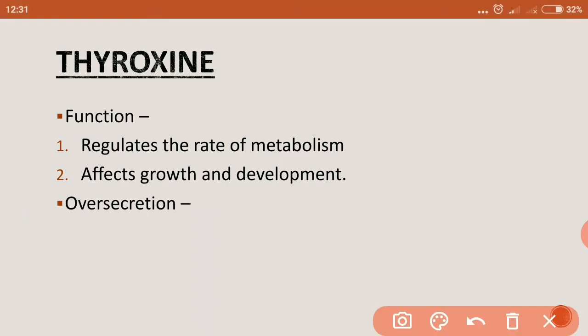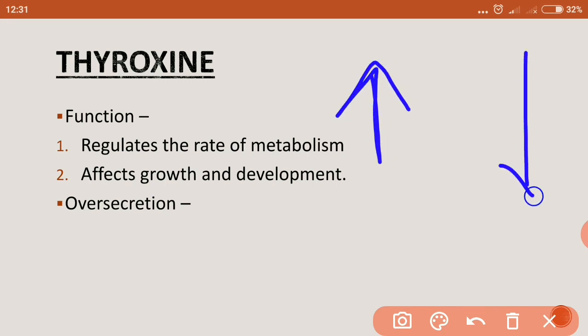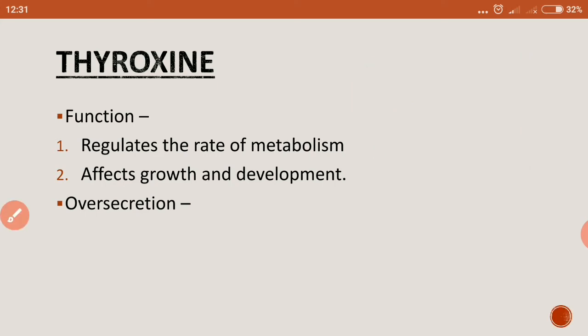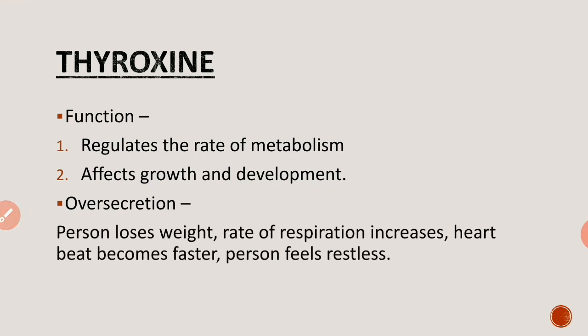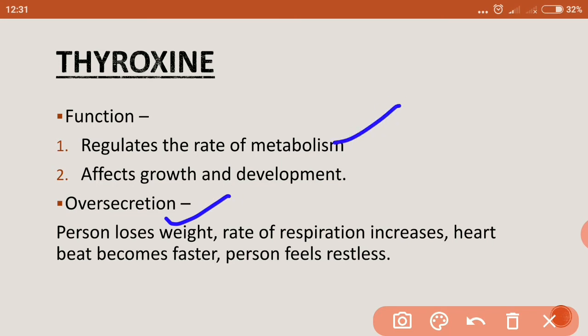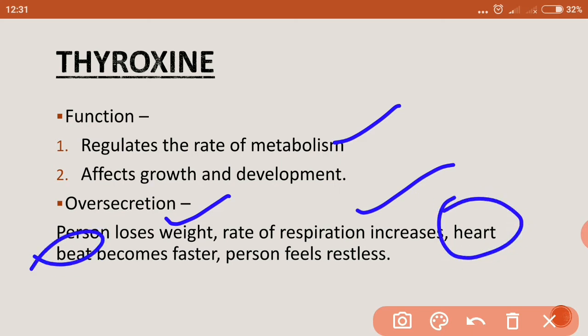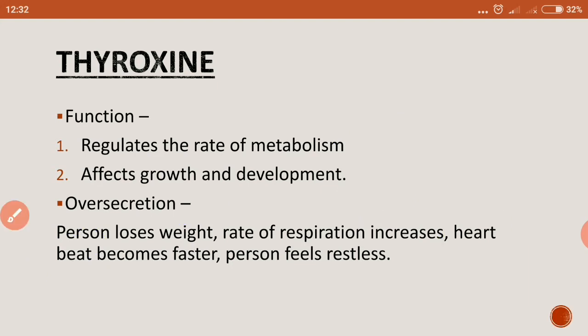When it is not secreted in normal amount, two possibilities can be there: over secretion, that means more, and under secretion, that means less. Hypersecretion and hyposecretion. In over secretion, as it regulates the rate of metabolism, metabolism will increase. So what will be the symptoms of over secretion of thyroxine hormone? First, the person will lose weight, as more metabolism will be there. Rate of respiration will increase, heartbeat will increase, and the person will feel restless. These are some of the symptoms of over secretion of thyroxine.